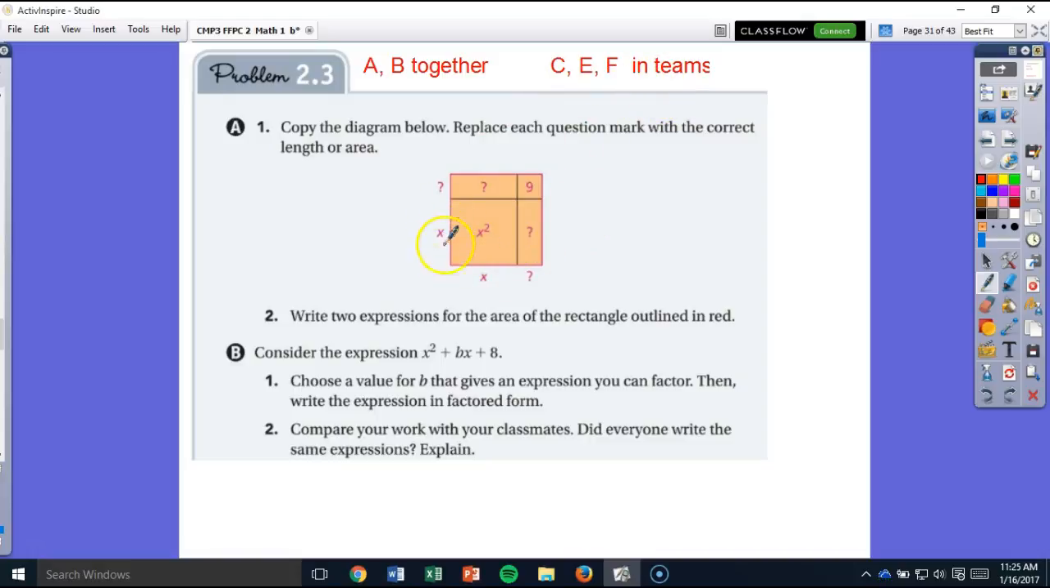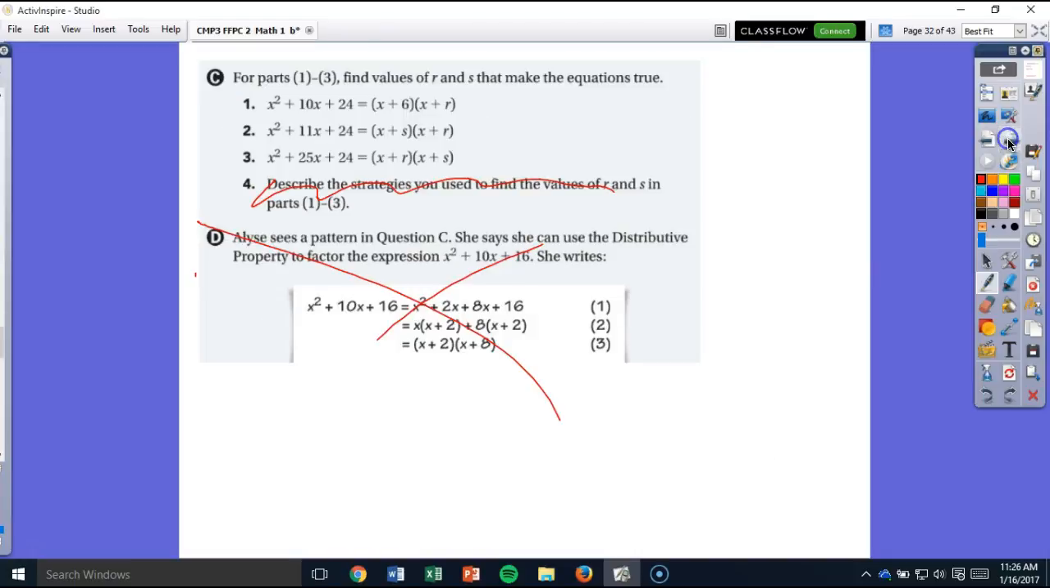Here they give you this side length, and then they give you this area as well as this area. They want you to be able to deduce from that what these other parts should be. So write two expressions for the area outlined in red. And part B, consider this expression, choose a value for b that gives an expression that we can factor, and then compare your work with your teammates on that.